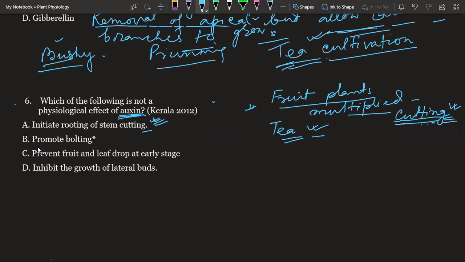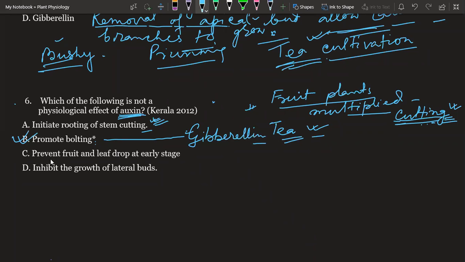Then the next one is promote bolting. This one is not the physiological effect of auxin. This is the physiological effect of another hormone, that is gibberellin. So this one is not. Our question was which one is not the physiological effect of auxin, so this is our answer.